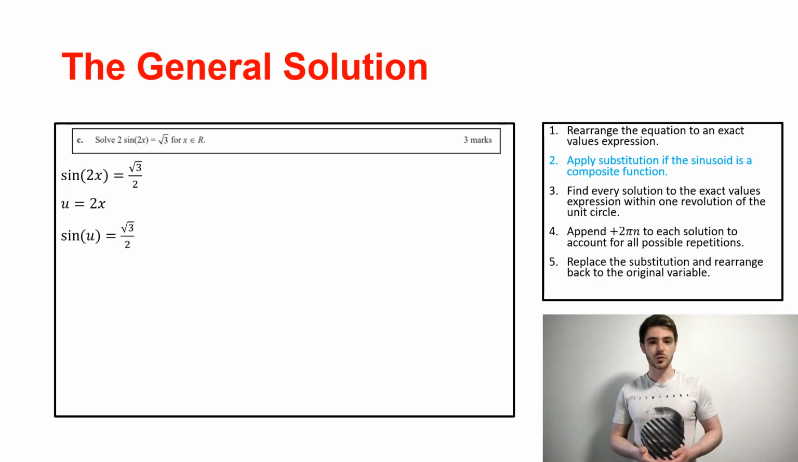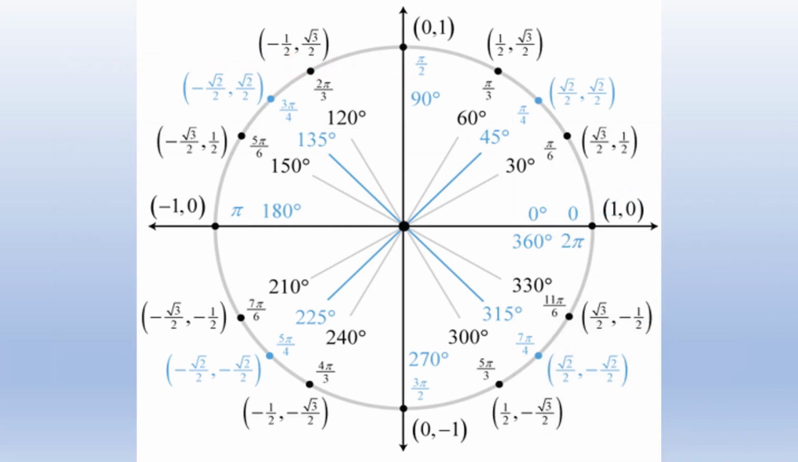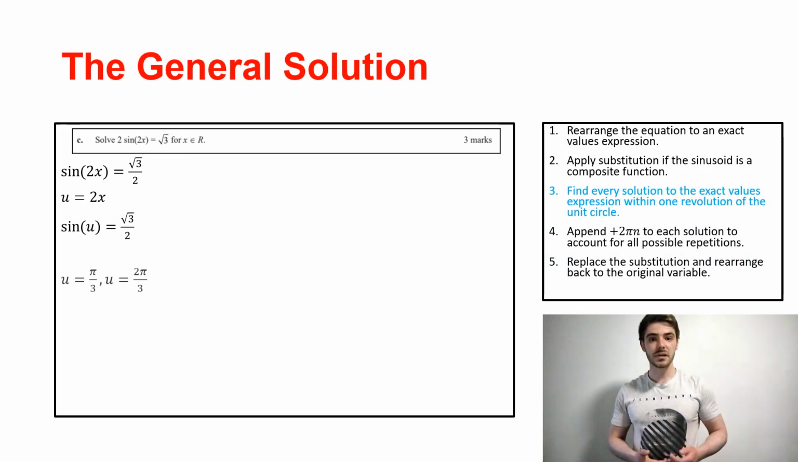This allows us to solve this expression in the exact same way that we did in the first example, but this time we need to be mindful that we're writing u instead of x. Looking at the unit circle, we need to find all solutions to sin u equals root 3 on 2. And when we do, we find that our initial solutions are pi on 3 and 2 pi on 3. Again, be mindful of what you write for your solutions here. If you're in an exam situation, you'll be expected to write u instead of x here.